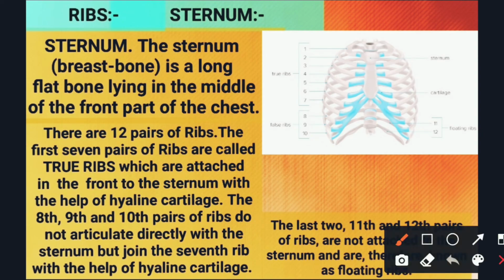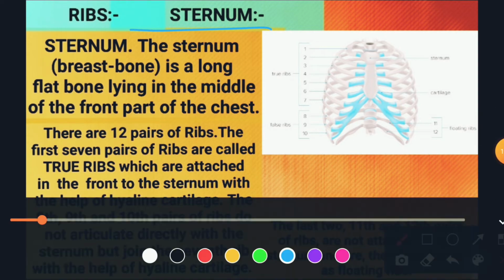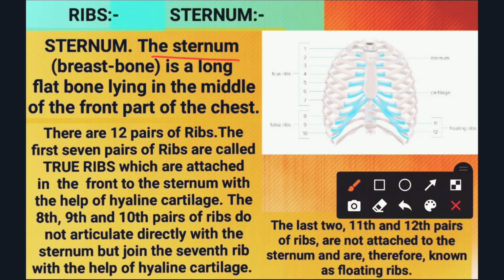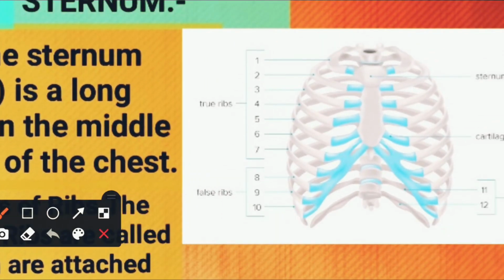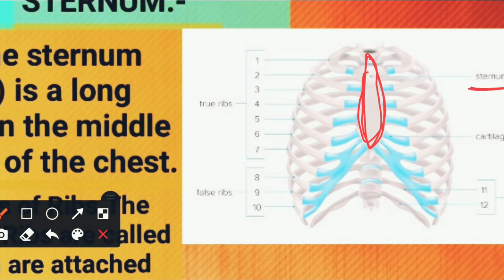Now these are the ribs and the sternum part. So see, the sternum is a long flat bone which lies in the middle front part of the chest. So in this you can see, okay, see this diagram. This bone you can feel also, in the middle front part, there's a long flat bone and that bone is called the sternum. So this is the sternum. Now between this sternum and these ribs there's a cartilage through which they are joined, that is the hyaline cartilage.